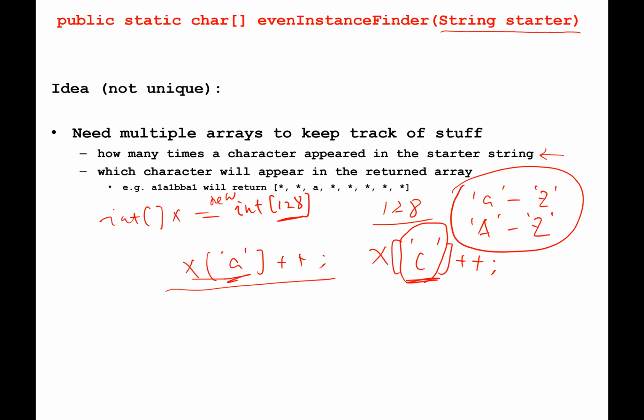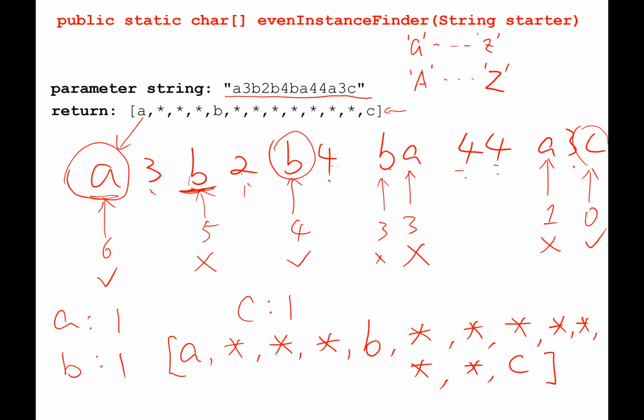This will solve your problem to say, how do I keep track of how many times a character has occurred in the starter string? The other things, like in our second example, not all a's occur in the final return array. Right? Only the first one occurs in the final array. The second and third one, because they didn't contribute to the count, are returned as star. So how should I keep track of this thing?